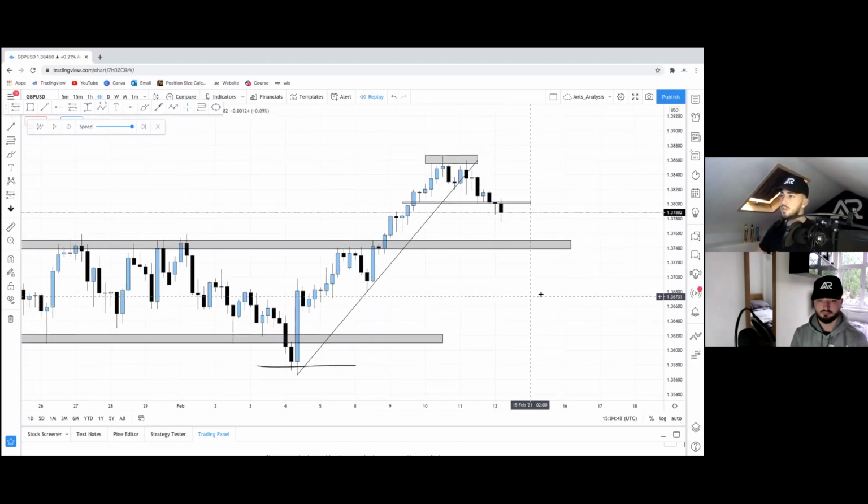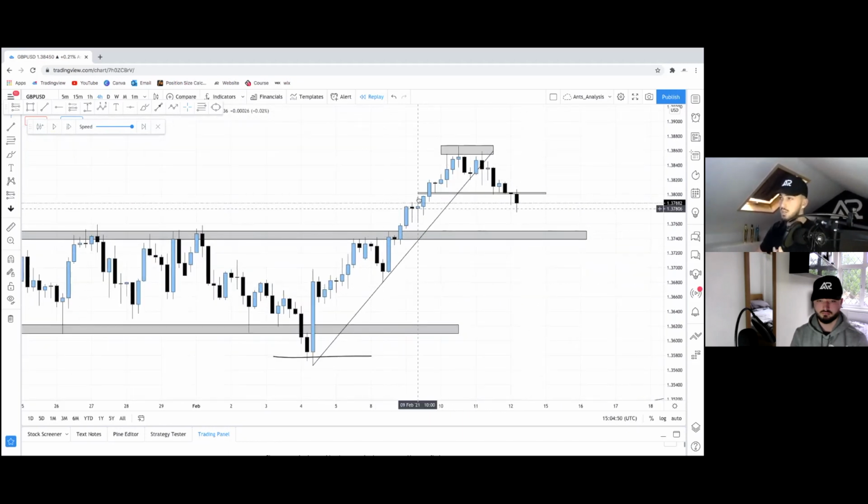So where did we actually look to start taking our sell positions? Because we're not just going to start selling randomly at the top, predicting price to come down.